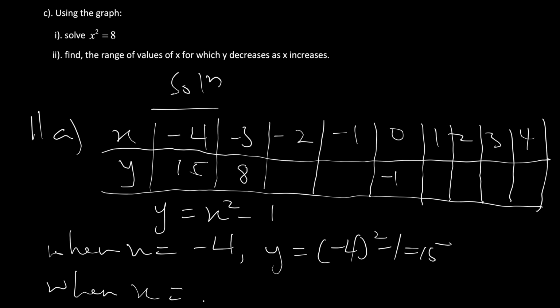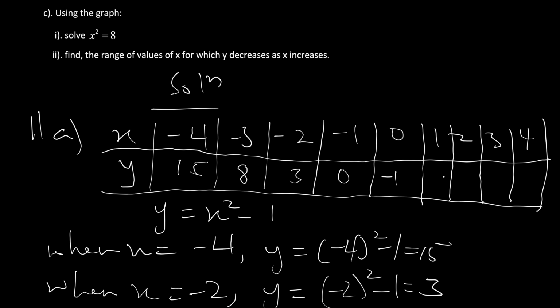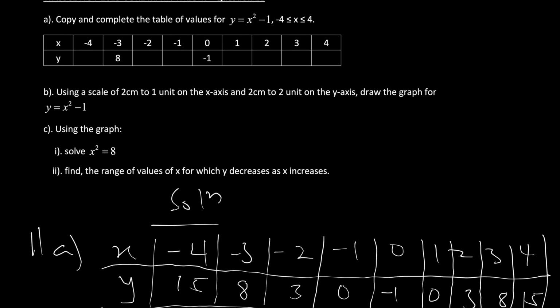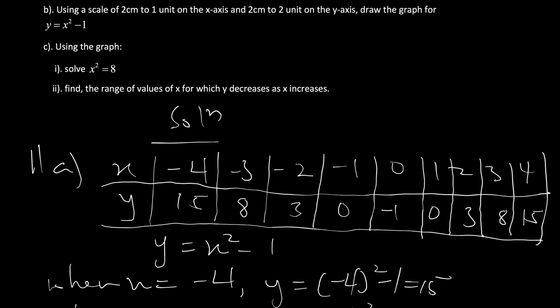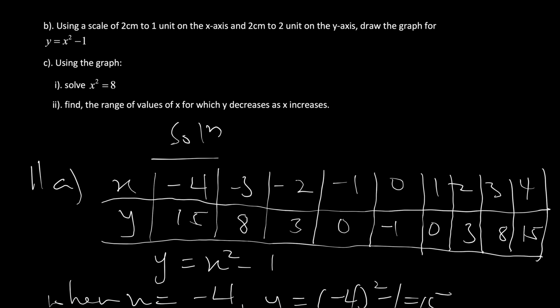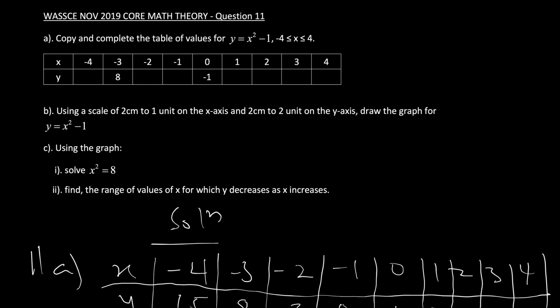When x is equal to -2, our y will be equal to -2 squared minus 1, and this should give us 3. So we do the same for all the values of x. After everything, we should have 0, 0, 3, 8, 15. So this will be our complete table for y is equal to x squared minus 1. Moving on to question 11b.